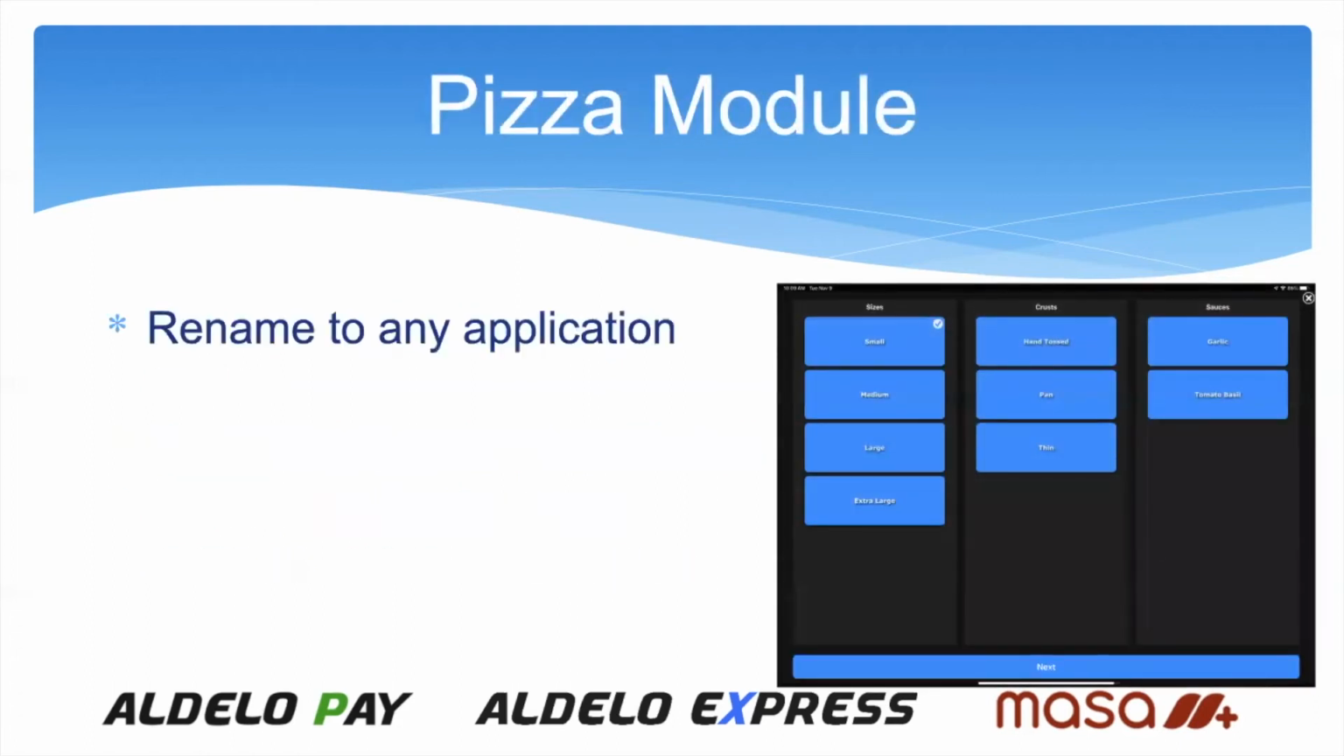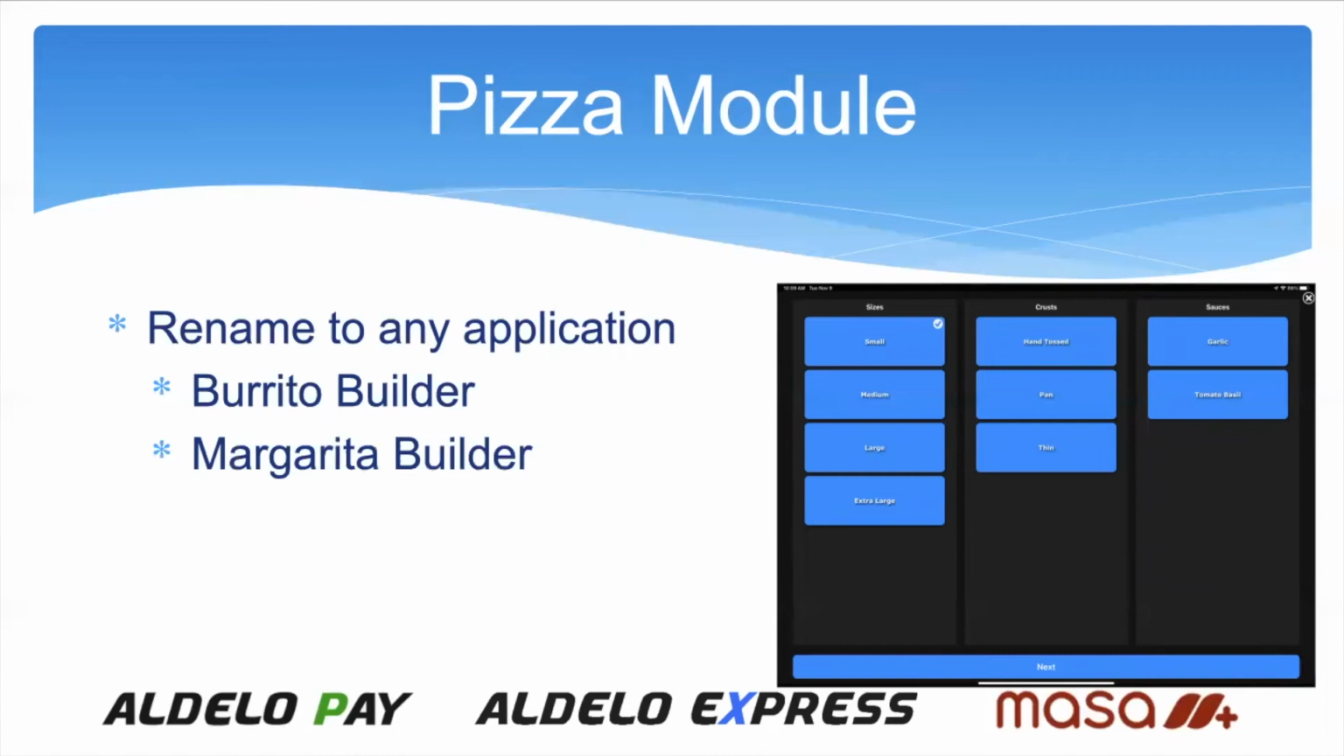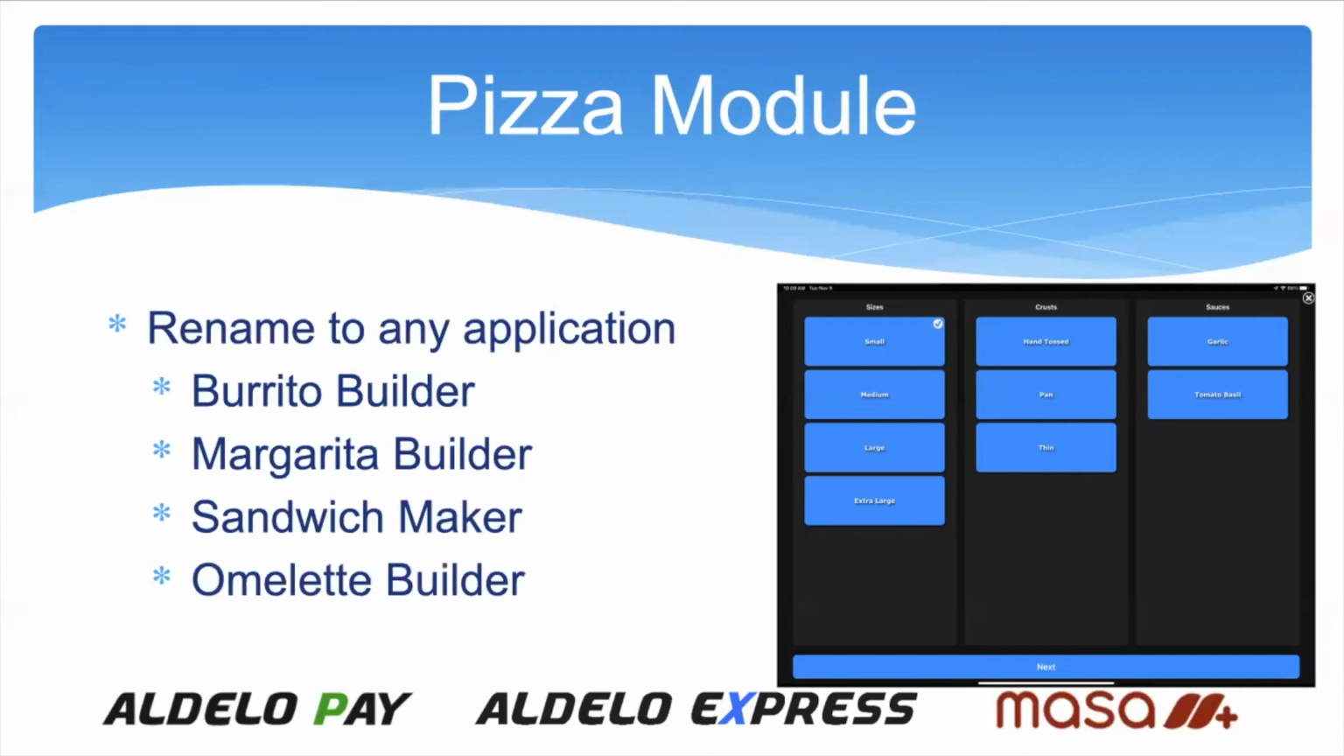What you're going to do is use the pizza module and rename it. Some of the ones we've seen used are, instead of pizza module, a Burrito Builder, a Margarita Builder, Sandwich Maker, Omelette Builder, and one that came up this week, we used it for a wine connoisseur. This was a fine dining restaurant that had the need to be able to ring up wines in a certain manner because the complexity was too much for their current system. So the pizza module was used for all of these.